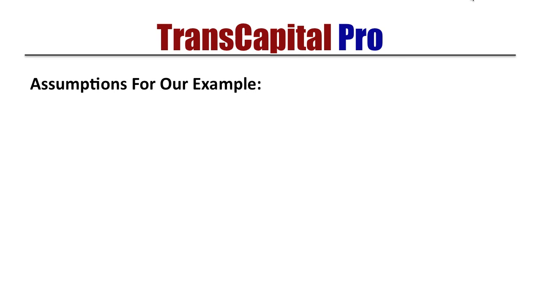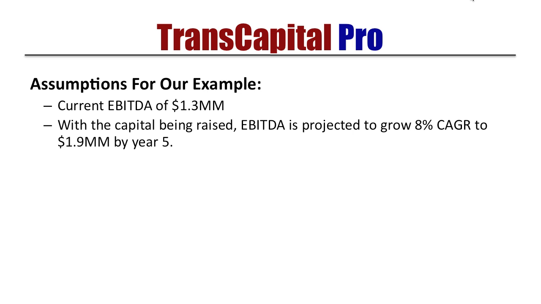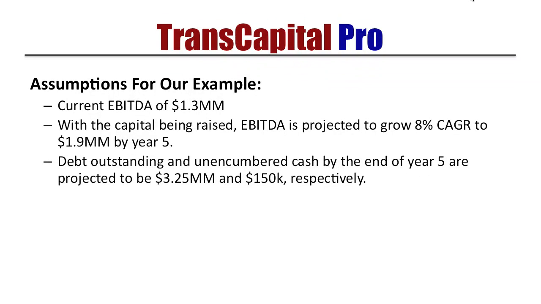And so here are our assumptions. We've got a business with a current EBITDA of 1.3 million. And with the capital that's being raised, that EBITDA is projected to grow at an 8% compounded annual growth rate to 1.9 million by the end of year 5.